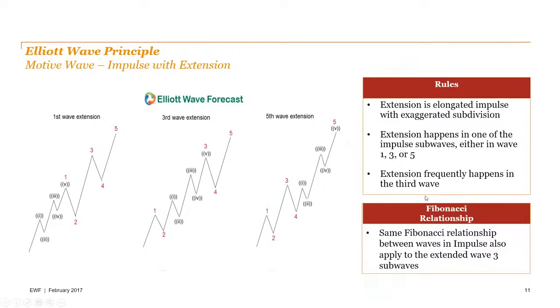Not really that, because the wave C in the ABC needs to be within 100 and 123.6% of wave A. Because if it is extended too much, then you start to suspect that it becomes 1, 2, 3.